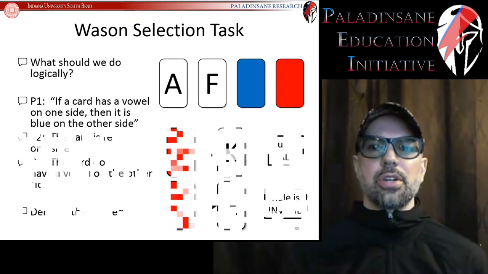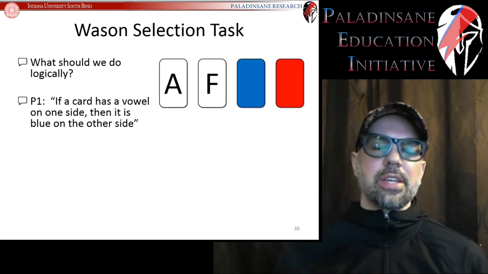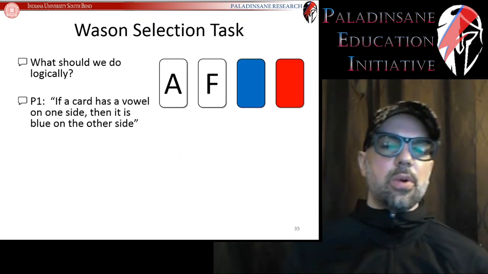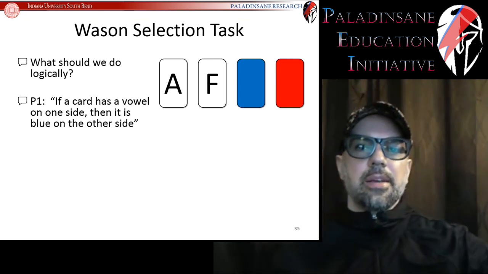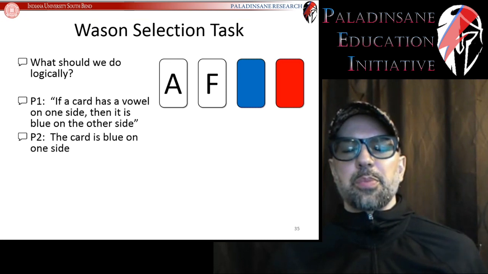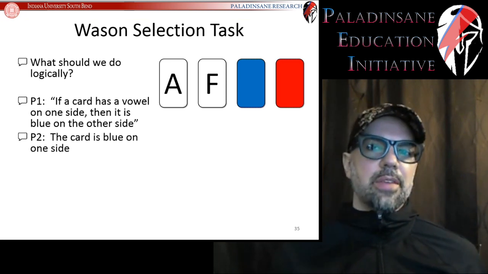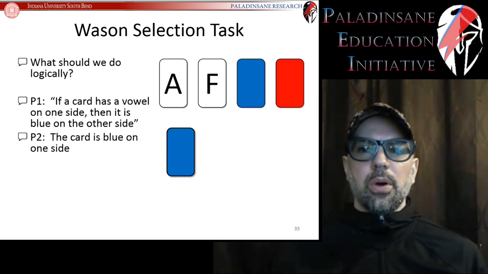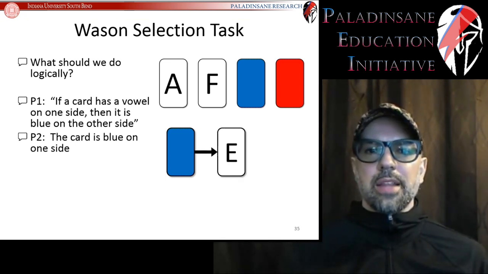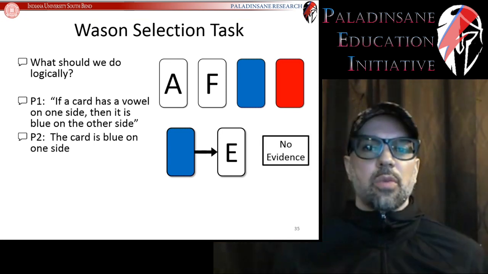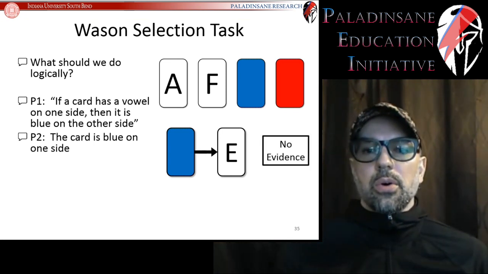Well, the first one that we shouldn't do is affirming the consequent. If a card has a vowel on one side, then it is blue on the other side. The card is blue on one side. So this is premise number 2. And remember that this is an invalid argument, because if we have blue on one side and we flip it over and the other side is a vowel, that's fine, right? That's within the laws of the rule.